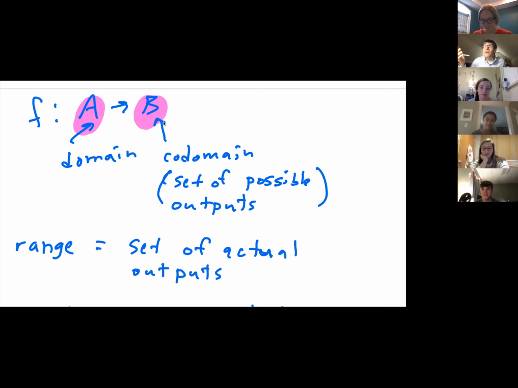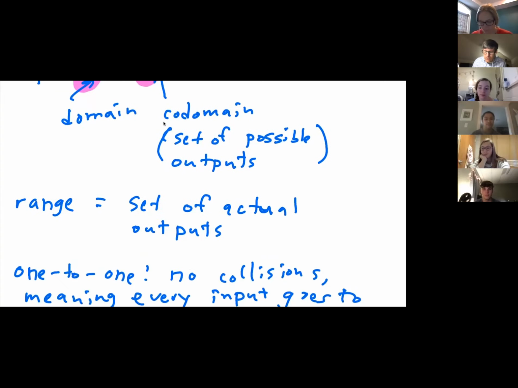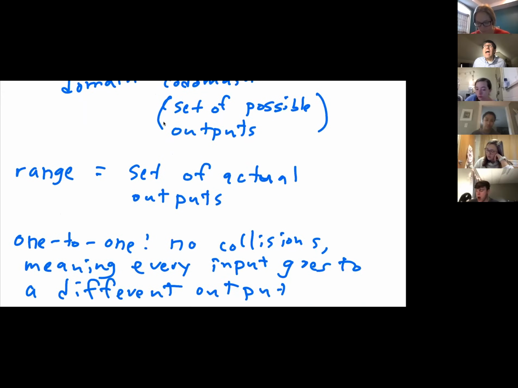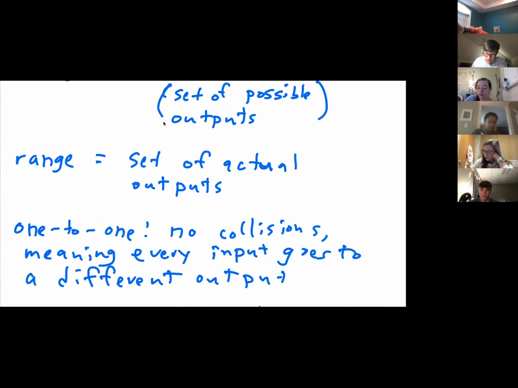So codomain is the one that's pointed at. The way that I think of these things is the domain is your inputs, and the codomain is the set of possible outputs. Okay, it's where possible outputs are. The range is the set of actual outputs. So the range is those things that actually occur as an output, whereas the codomain is the things that could be outputs. And I'm going to give you an example here because it's kind of abstract without examples.